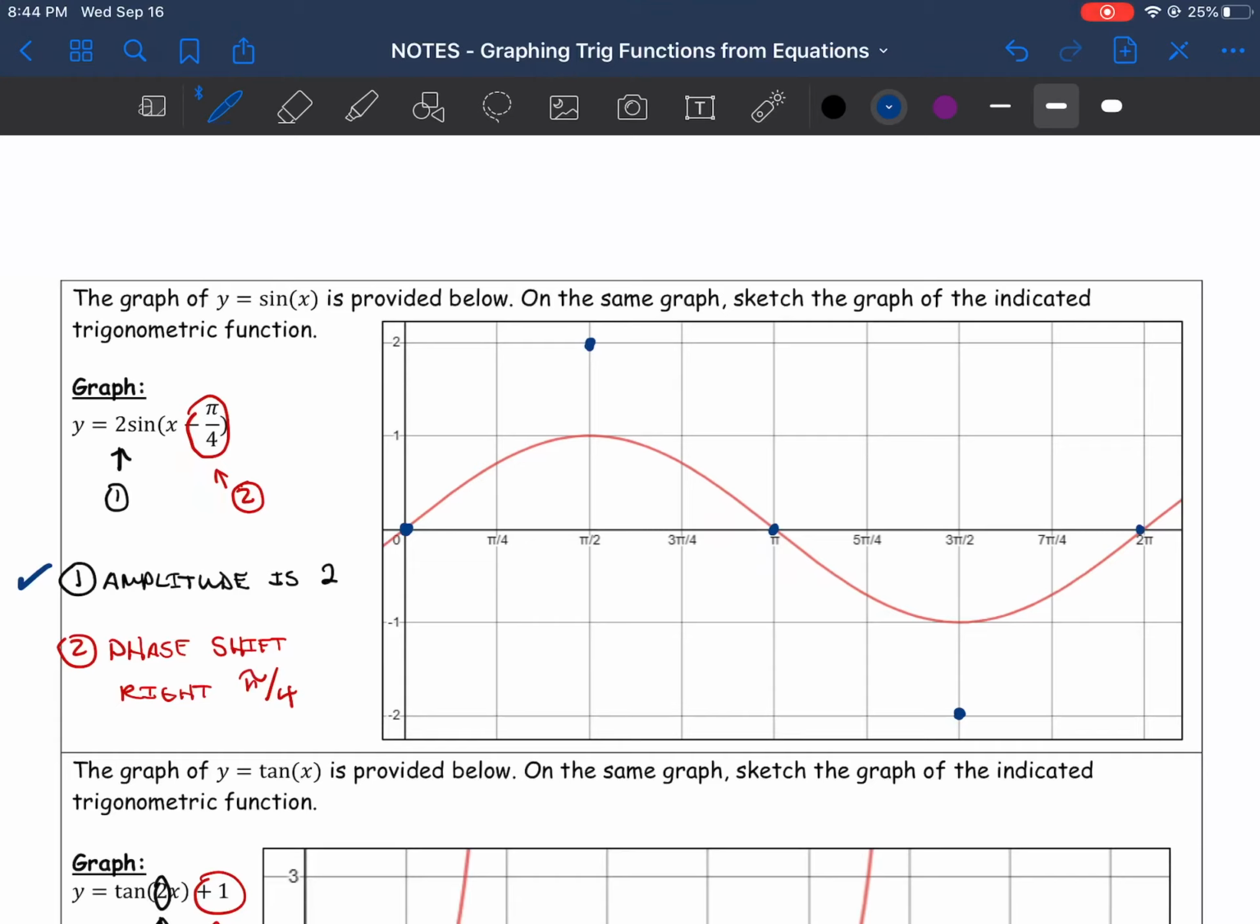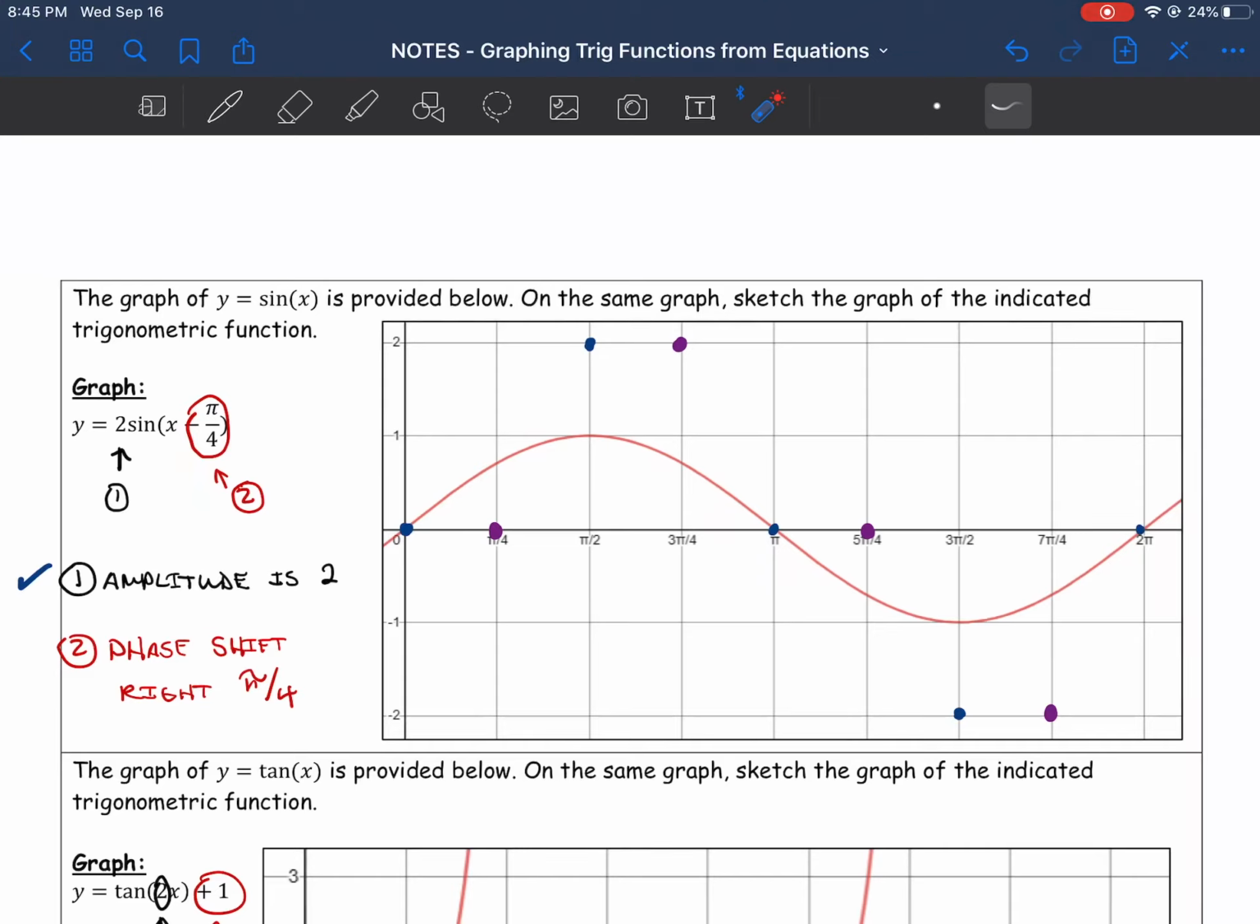Now let's look at the phase shift of moving right by pi over 4. So each of these points I'm going to take and shift over to the right by pi over 4, and I'm going to put these points here in purple. This point in blue is going to get moved right by pi over 4. We don't have enough space to move 2 pi to the right by pi over 4, but we know it would be moved over there.